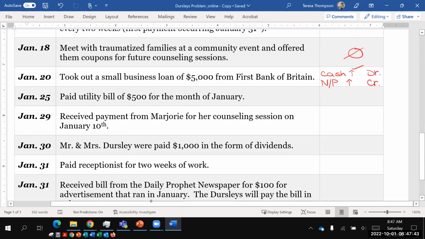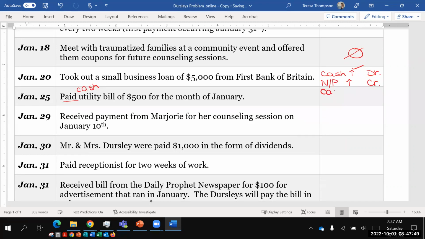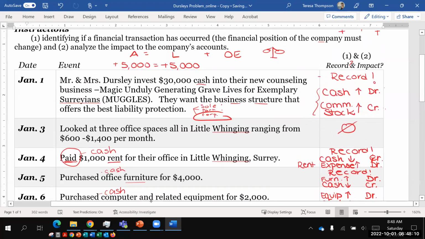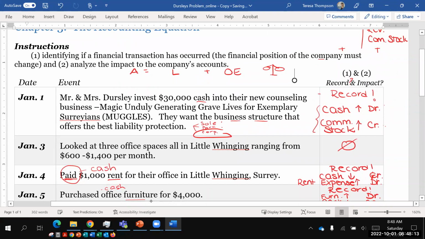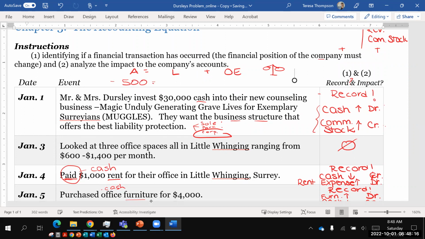For that January 20th transaction. Paid utility bill, it says paid, you assume cash. So we need to record that. Cash is impacted, it went down. To decrease cash, you credit. It's for the month of January, so we need to record an expense in January. So your expenses increase, you do that with a debit, and it'll probably be something like utility expense. $500. So let's see what that looks like on our accounting equation. Minus 500 to assets, specifically cash, minus 500 to equity, specifically expenses. Same value on both sides, okay? So we are in balance, hooray.